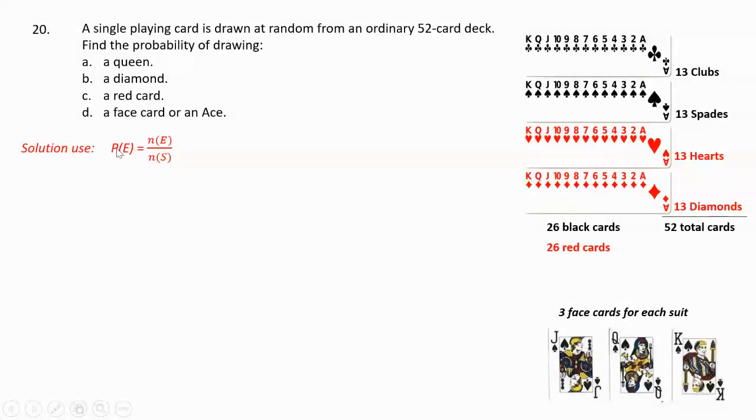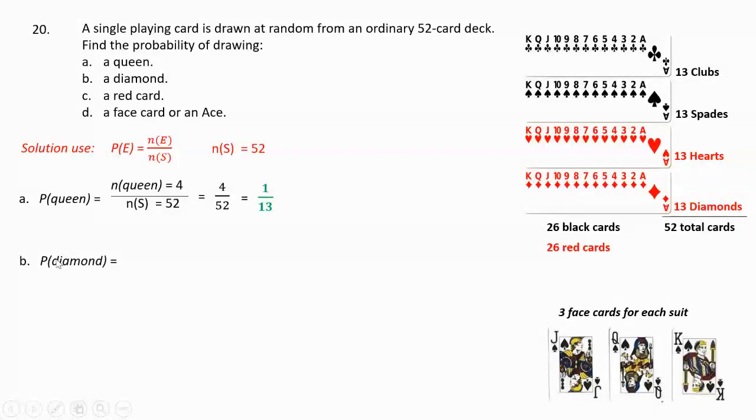So this is what you use, right? For probabilities, it's going to be P of E equals the number of the event over the sample space. So the sample space for the cards will always be 52, right? Because there's 52 cards. Now let's do part A. The probability of drawing a queen. So the number of queens is going to be 4, right? Because there's 4 in each suit. There's 4 in the clubs, and the spades, the hearts, and the diamonds. So there's 4. The sample space is 52. So 4 over 52 will give us 1 over 13. That's the answer for part A.